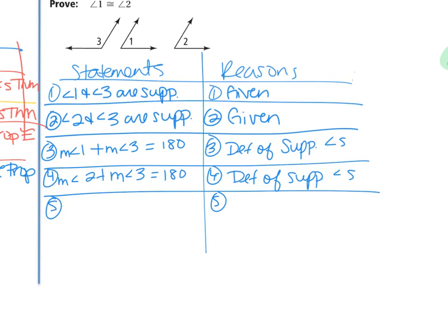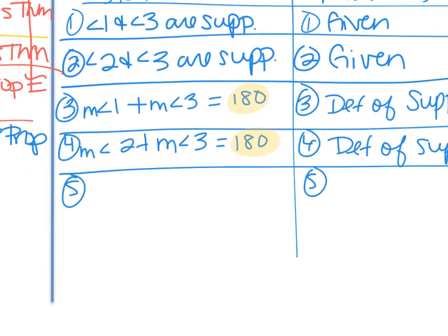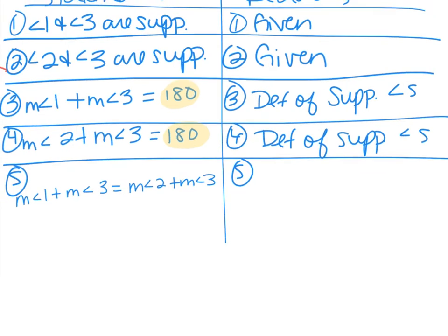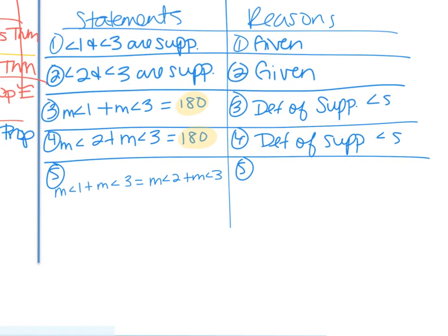Well, because right here this one equals 180, and this one equals 180. So then we can set those two equations equal to each other. I have to write small. So we'd have the measure of angle 1 plus the measure of angle 3 equals the measure of angle 2 plus the measure of angle 3. And what property was it again? The substitution property of equality.